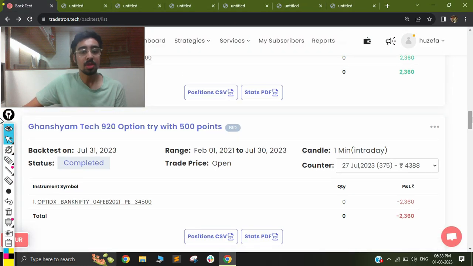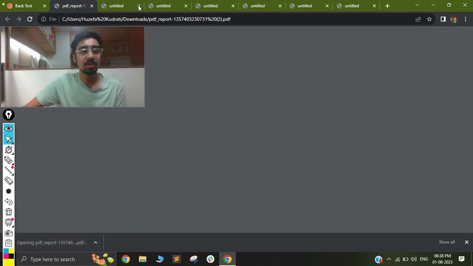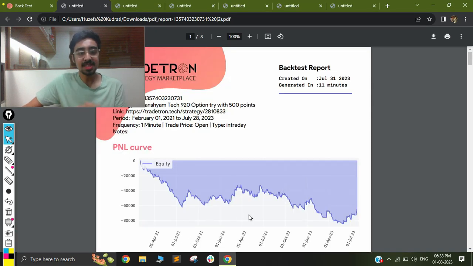So when I look at 500 points in the money, if I download the report for that, let's have a look at what it does. So you can see that again it is being pushed more and more towards the lower side, which means that the graph, the overall graph out here is getting steeper and steeper. So this is exactly what I want.